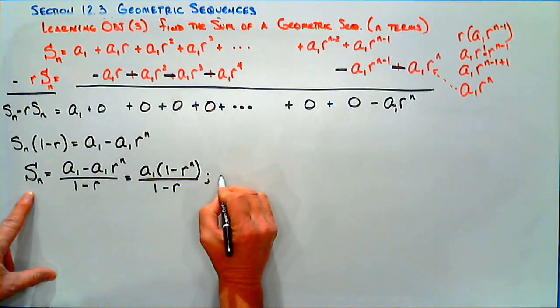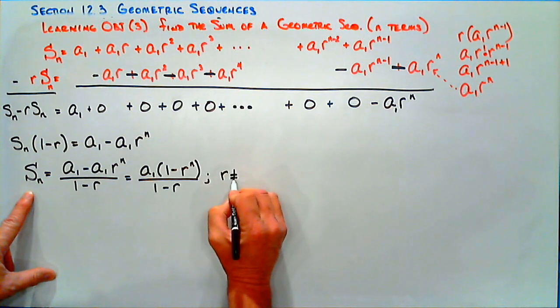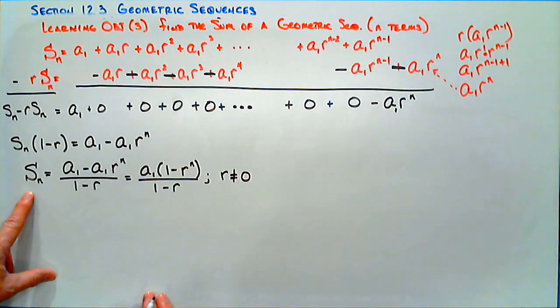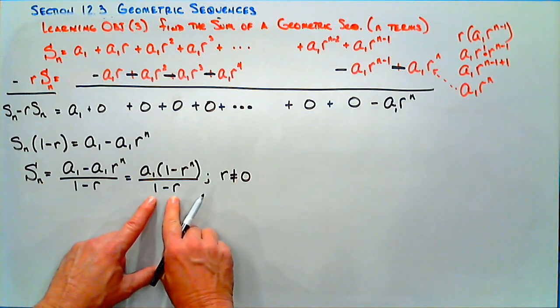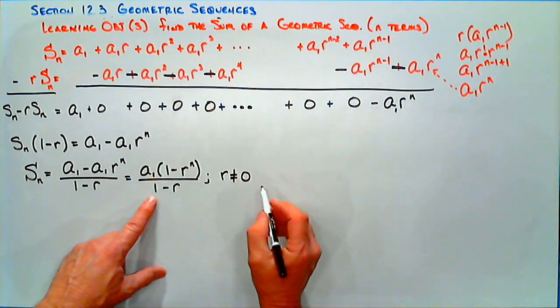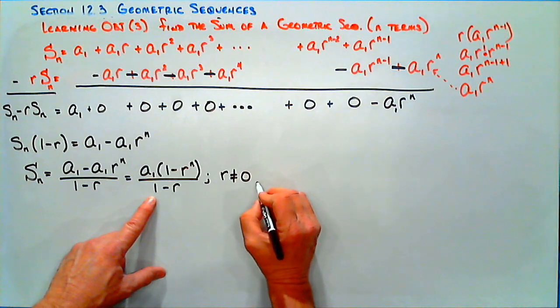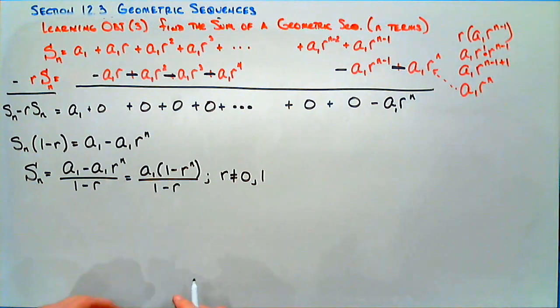Now, remember, we had already previously mentioned r can't be 0. And if you look at this formula, you'll notice it doesn't work if r is 1. So we have to eliminate 1 and 0 from our values of r.